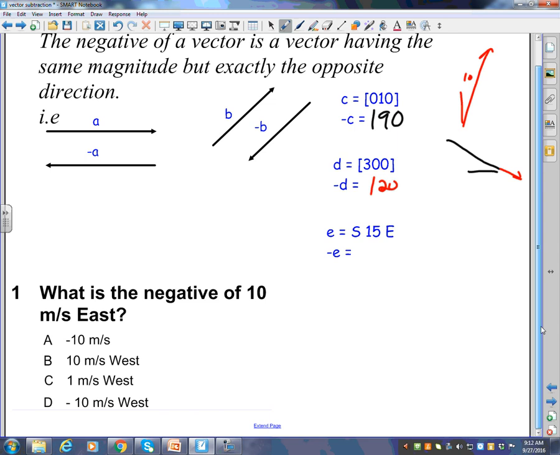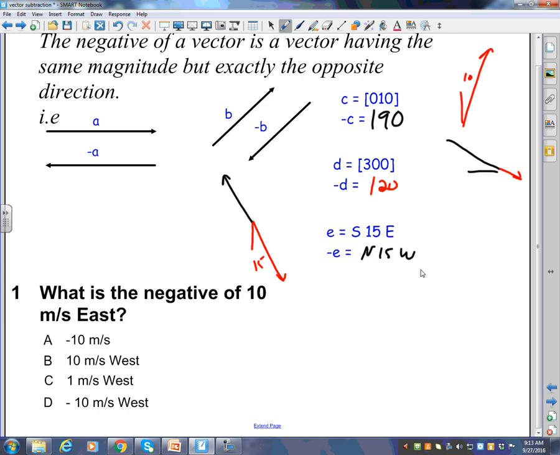Here's one more. What if it's south 15 east? Well, the opposite is going to be exactly north 15 west. That's almost the easiest one. All you do is just change the directions, the letters. South becomes north, east becomes west. It's pretty easy.